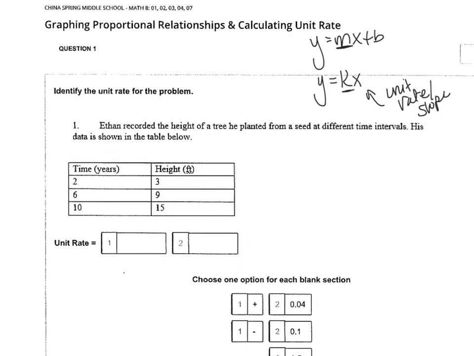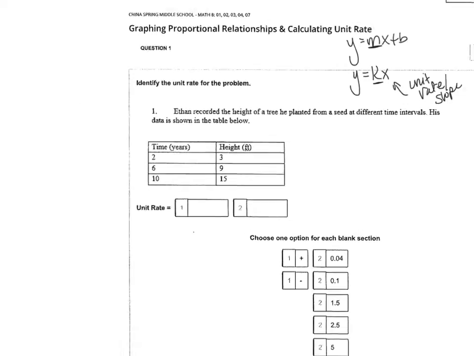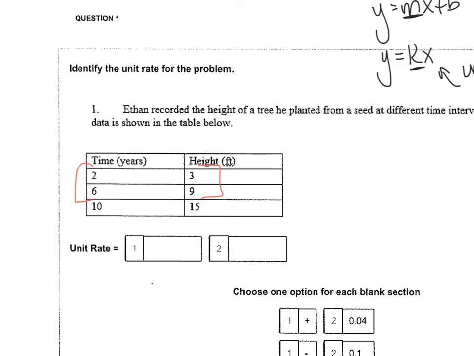So number one, Ethan recorded the height of a tree he planted from a seed at different time intervals. His data is shown in the table below, and we have to find the unit rate. So I'm going to do the same thing I would if I was finding slope. I'm going to see how much it's changing by. And in tables, if it's not labeled, just know that the left side is always x and the right side is always y. And so we can label our points the same as we normally would. I have x1 and y1, x2 and y2. It's my 1s and my 2s.